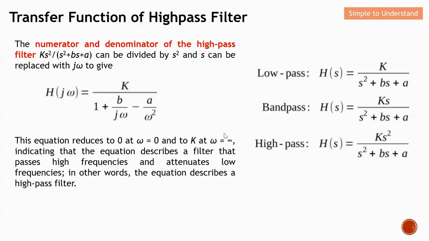Next, I'm going to study another characteristic, which is omega equals infinity, which is high frequency. I can't use this formula anymore. I need to rewrite this equation into this form here. Basically, for the numerator and the denominator of this high pass filter, I need to divide them by S squared. When I divide by S squared, this will remain K. And this divided by S squared will be equal to 1.